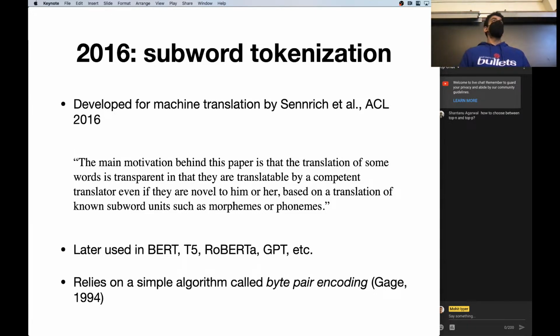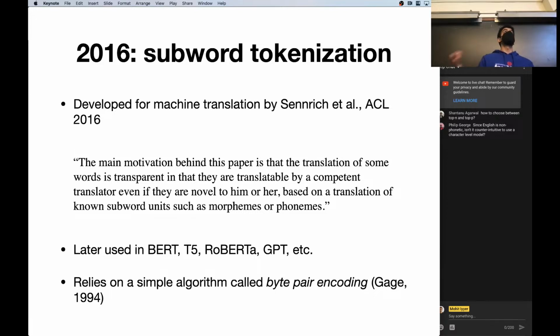This paper was assigned as reading, this Sennrich et al. ACL paper. It aims to strike a balance between character and word level tokenization. It was initially developed for machine translation, but has now been used in almost everything that we've talked about up till now. BERT uses subword tokenization, T5, RoBERTa, GPT, all of these things are using subword level tokenization. So it's important to understand how this works.